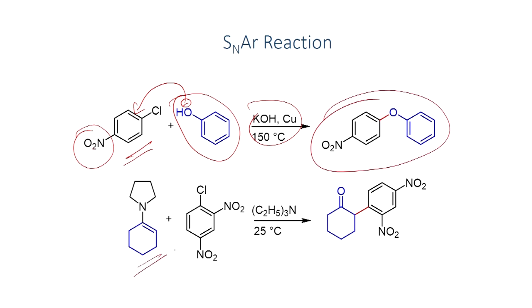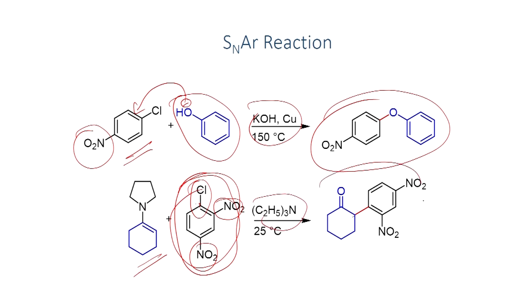Here this enamine can readily undergo reaction. This is also a very activated compound. If you look at this leaving group, it is para to this nitro group, ortho to this nitro group, and this activated aromatic system also can readily undergo reaction. Once you have this substitution, when you do the workup, you will be able to get the carbonyl compound. In this way, you can achieve carbon-carbon bond formation.